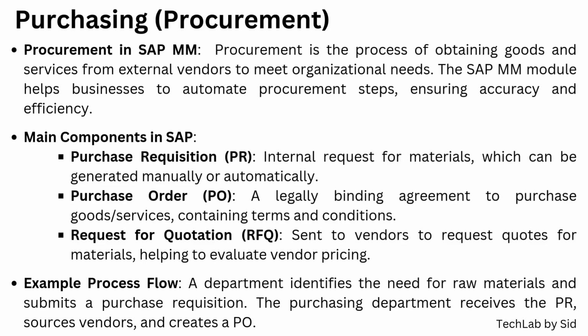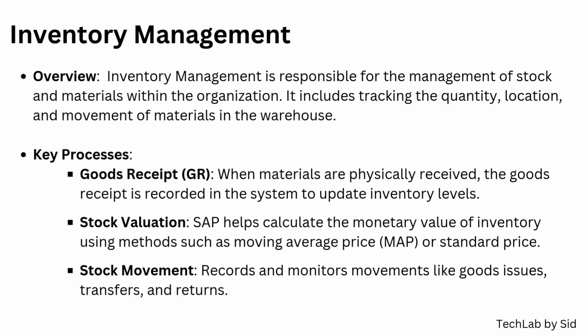This is followed by the creation of a purchase order, a legally binding agreement with the vendor detailing price, quantity, and delivery terms. A request for quotation may be sent to vendors to gather quotes, helping businesses compare pricing and choose the best option. Once the PR is reviewed, a PO is created to fulfill the request, completing the procurement process. Inventory management ensures that all materials and stock levels are accurately tracked.